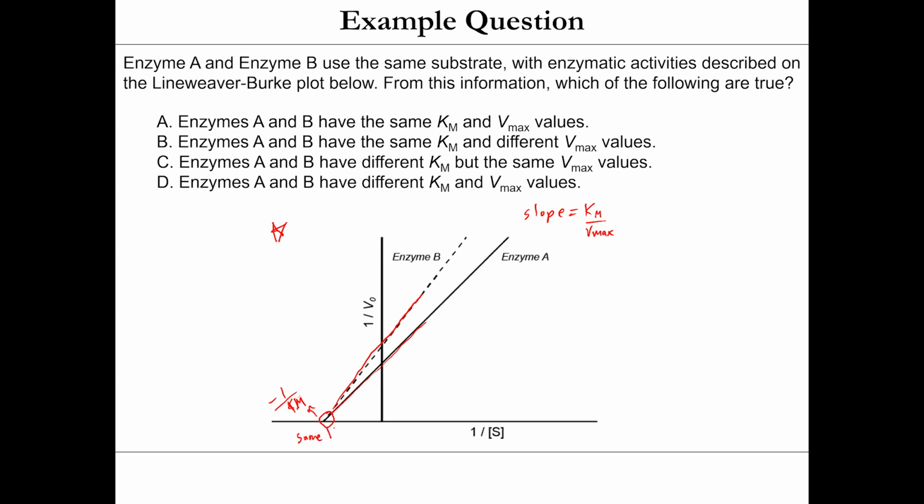However, they are different on the y-axis, or the y-intercept, and the y-intercept describes 1 over Vmax. So in this particular example, enzyme A and enzyme B have the same Km value, but they have different Vmax values. So the answer B would be correct.